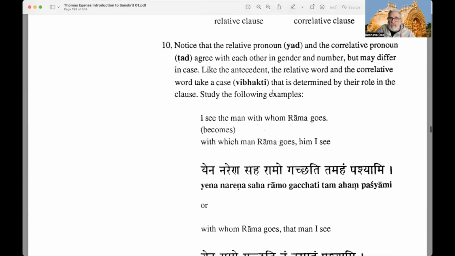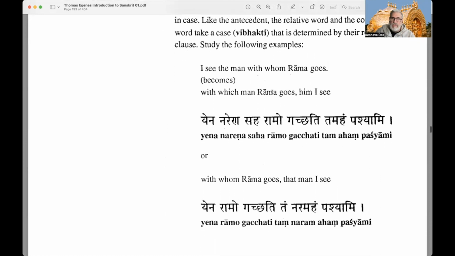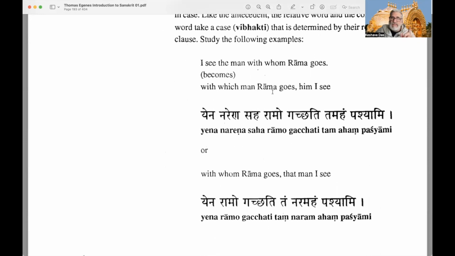Like the antecedent, the relative word and the correlative word take a case, a vibhakti, a nominal case ending, that is determined by their role in the particular clause they are in. Study the following examples. Here is an example: I see the man with whom Rama goes. In Sanskrit, we would say, with which man Rama goes, him I see.